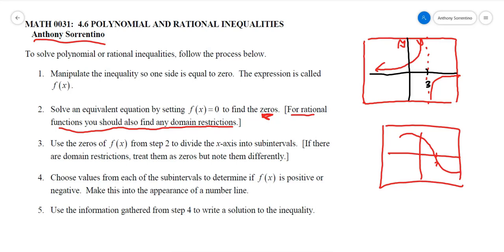those domain restrictions, as we say in 3, the zeros and the domain restrictions are going to divide the x-axis into subintervals. And then once I figure out what those subintervals are, I'm going to pick a value from each of those subintervals, test them out, and see whether or not it makes f of x positive or negative. And depending on which one it is I'm looking for, state whether or not I'm going to shade a number line in that subinterval. And so we change the appearance of the number line, and then we use that number line to write the solution to the inequality. So that's what I'm going to show in this video. Let's have a look at the first example and go from there.